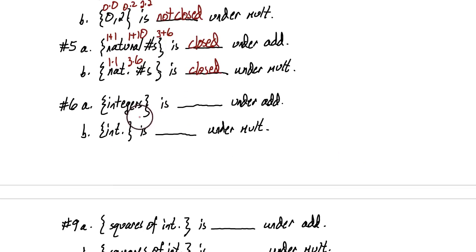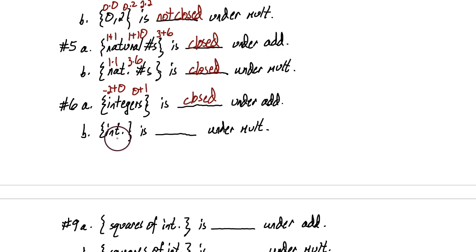Number 6, is the set of integers closed under addition? If you add integers, will you get an integer? Negative 2 plus 0 makes negative 2, which is an integer. Or 0 plus 1 makes 1, which is an integer. This is closed under addition.